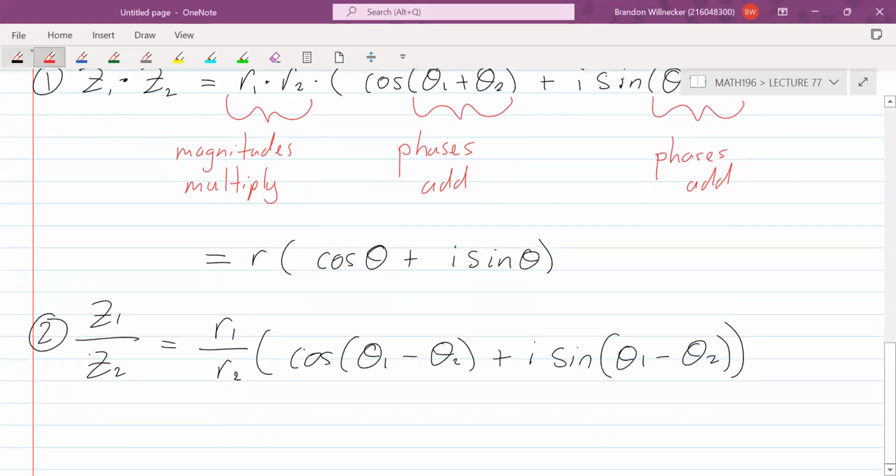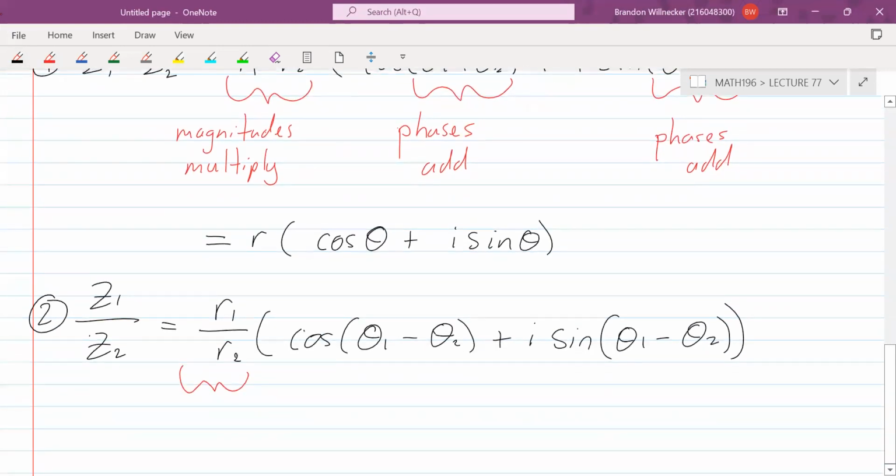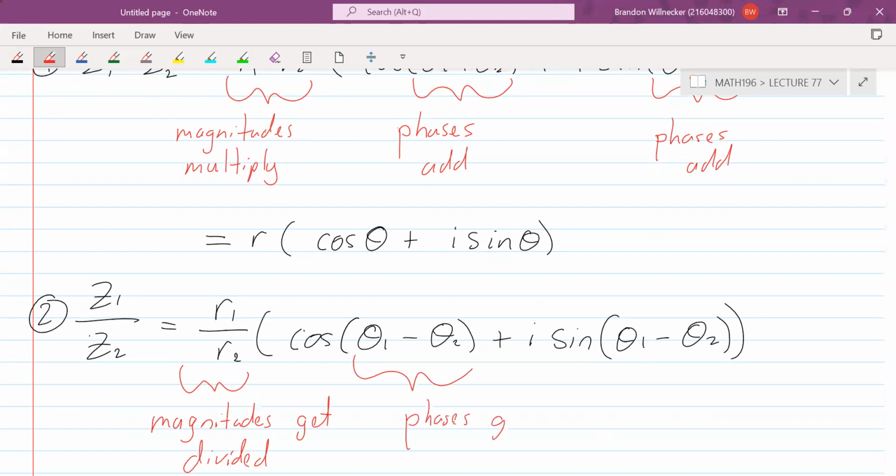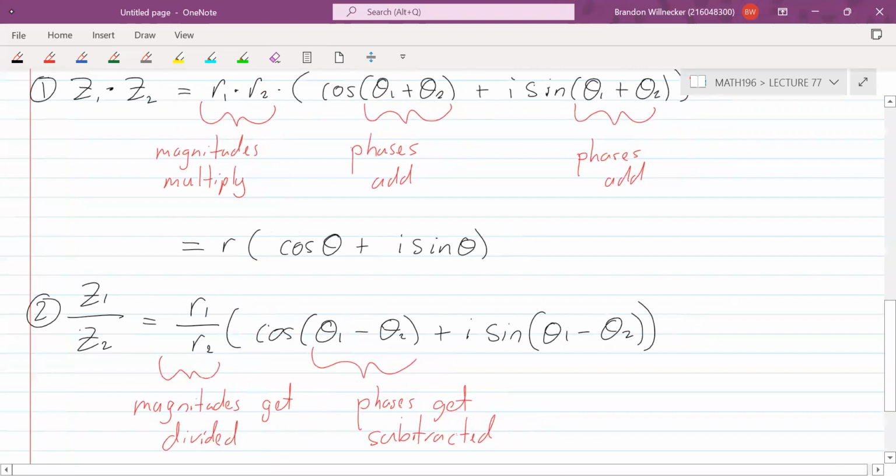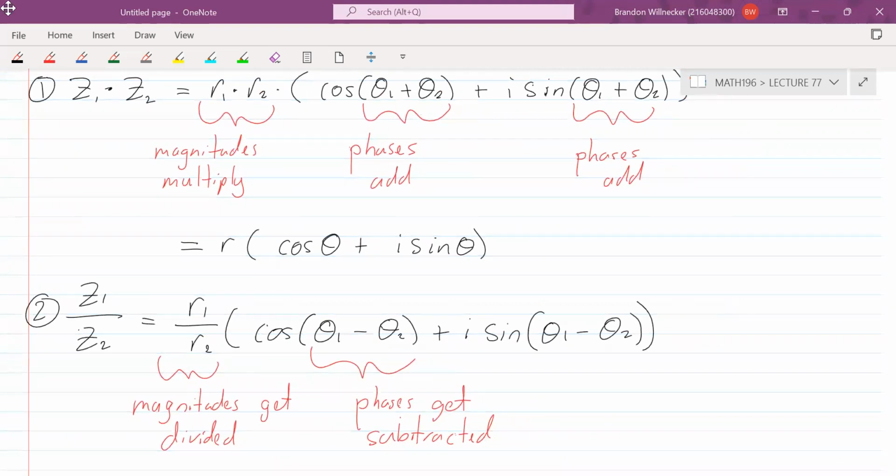So here the magnitudes get divided, and the phases get subtracted. So it's like an opposite of multiplication. With multiplication, the phases get added. For division, the phases get subtracted.